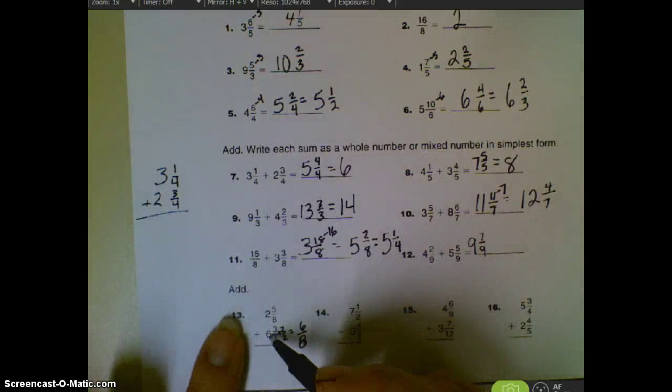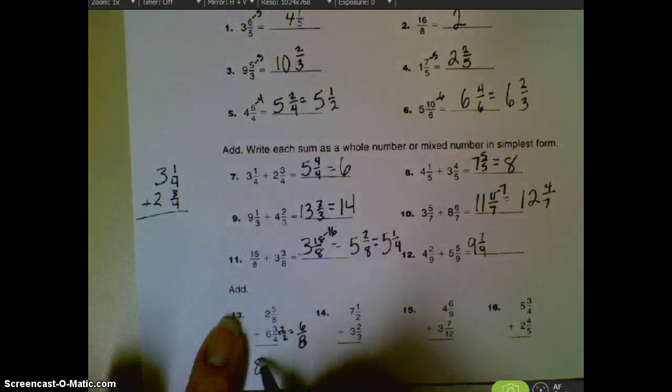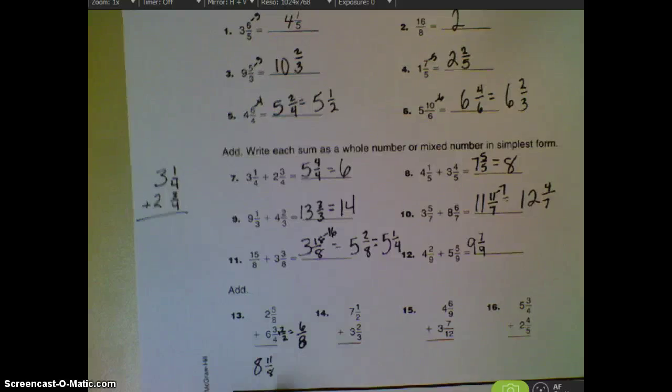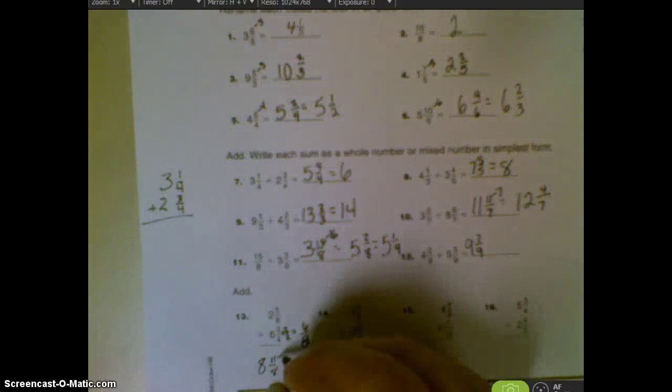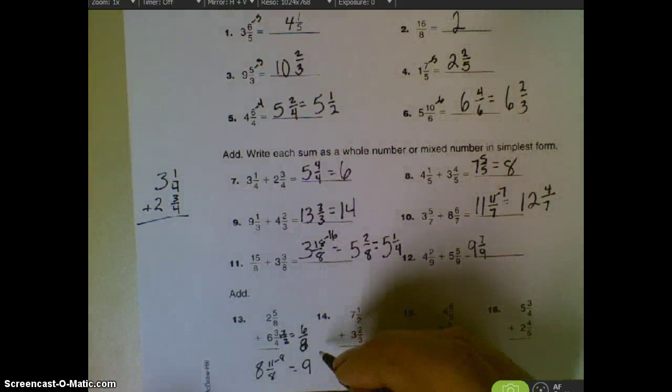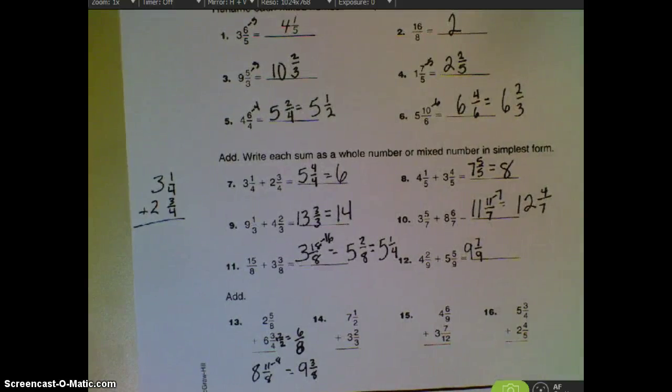Let's add our whole numbers. 6 plus 2 is 8. Our numerators, 5 plus 6 is 11, and our denominator stays 8. We need to rearrange that one. I can take 8/8 out, and then our whole number becomes 9. And I get 3 left, and my denominator stays 8. So I get 9 3/8 on that one.